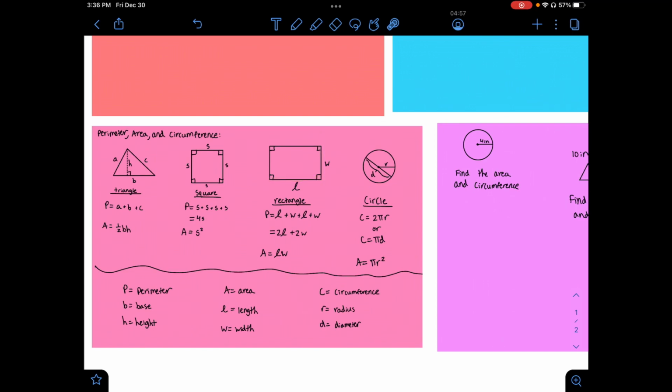Okay, for a circle, for the other shapes it was the perimeter on the outside, but for the circle, instead of calling it perimeter, you call it the circumference. So the circumference is the outside here. This right here, from the center to the side, is a radius, and from one side of the circle to the other side is the diameter. So to find the circumference of a circle, you do 2 pi times the radius, or you just do pi times the diameter, since the diameter is 2 times the radius. And for the area, you do pi times the radius squared.